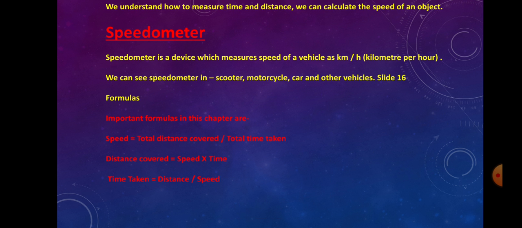Okay. Now, the formulas. The important formulas in this chapter are: speed equals total distance covered divided by total time taken. Distance covered is calculated by speed into time, and the time taken is equal to distance divided by speed.